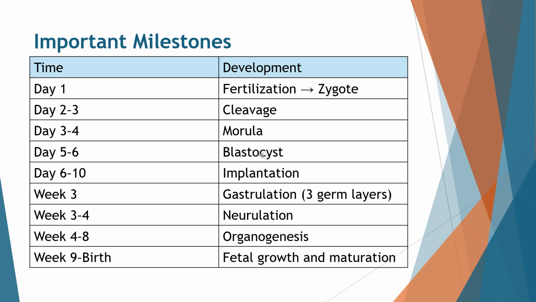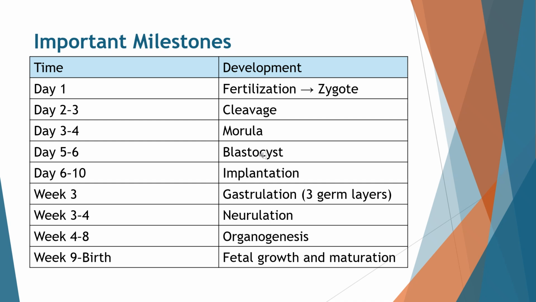On day 1, fertilization takes place. The sperm and ovum unite to form the first cell of the baby, called the zygote. By day 2 to day 3, the zygote starts dividing rapidly. This process is called cleavage, where the number of cells increases without an increase in the size of the embryo. By day 3 to day 4, these cells form a solid ball called the morula, which resembles a mulberry.